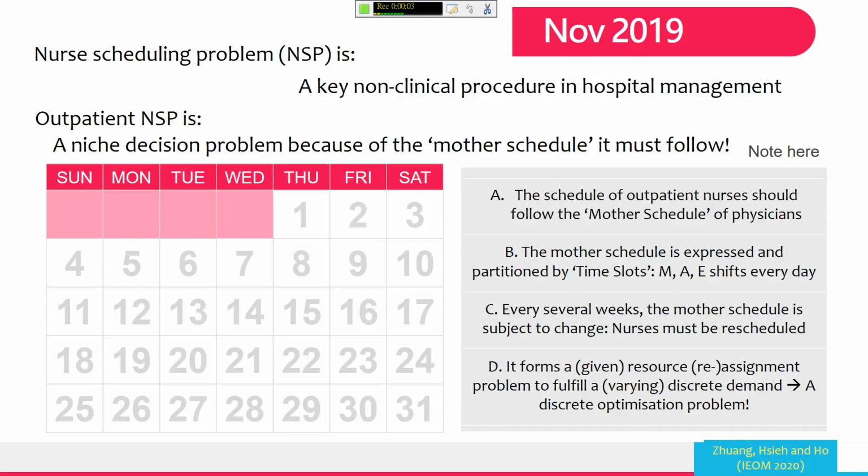We know that the nurse scheduling problem is a non-clinical decision in hospital management, in contrast to the clinical decisions. In nurse scheduling, the outpatient nurses need to follow the physician's schedule, which is sometimes called the mother schedule, and the demand for scheduling is determined based on that schedule. So if after several weeks the mother schedule changes, the nurse schedule also changes. This means a rescheduling task. The mother schedule has M for morning, A for afternoon, and E for evening time slots for every day in a week. This forms the demand for scheduling the nurses. So the outpatient nurse scheduling problem is in fact to reassign the given nurses to fulfill such discrete demands.